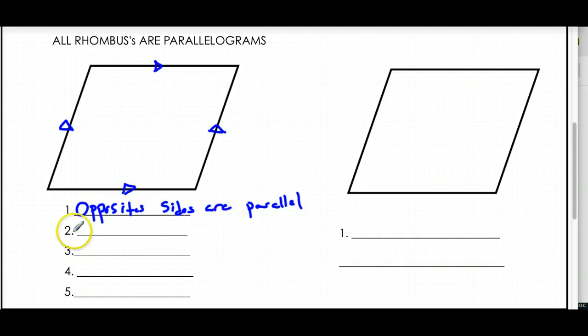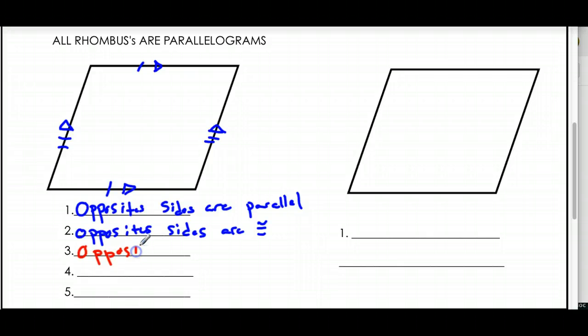We also know opposite sides, and by the way, if you know these already, feel free to write them in and fast forward me. You don't have to listen to me say this. Opposite sides are congruent. All right? And so we know the opposite sides are actually parallel and congruent to each other. We know opposite angles are congruent. And that's the symbol for angles. That's the symbol for congruent. So opposite angles are congruent, just like so. They're across from each other.